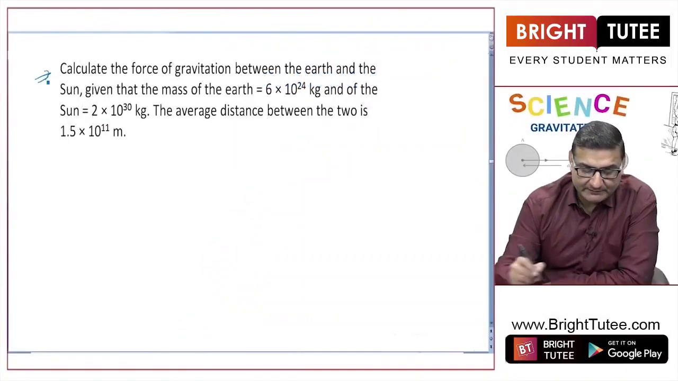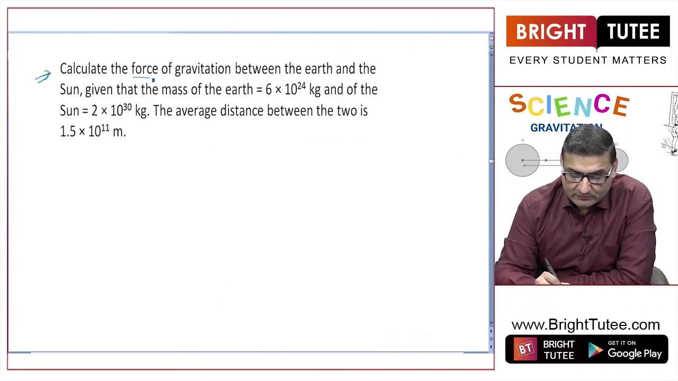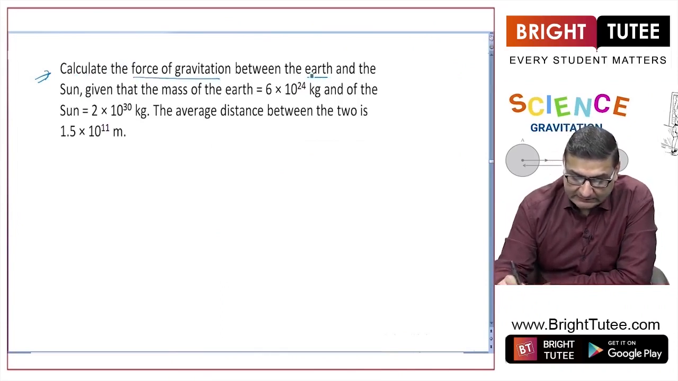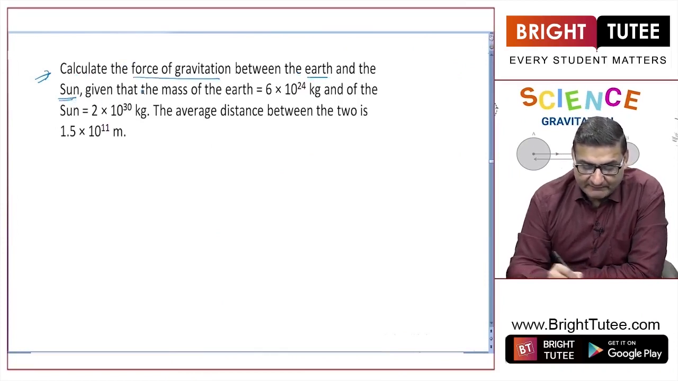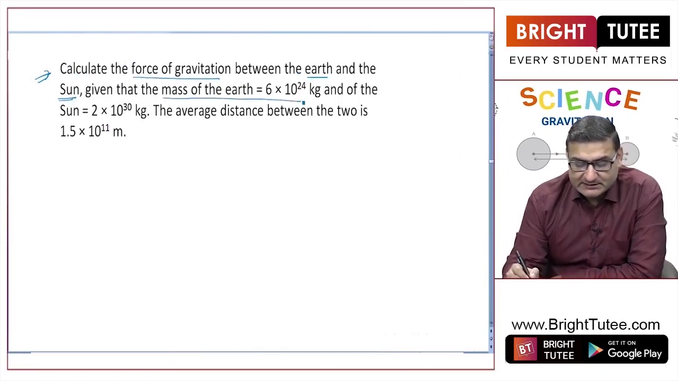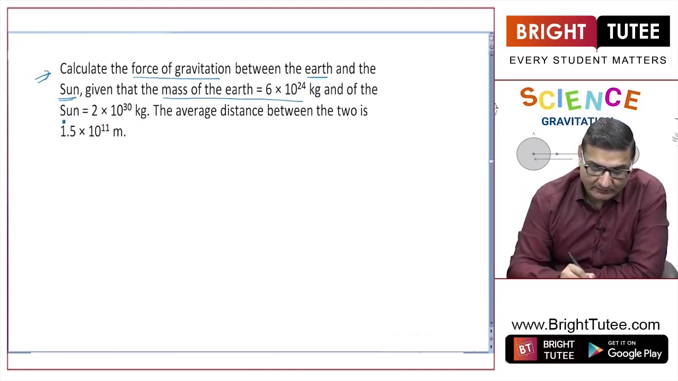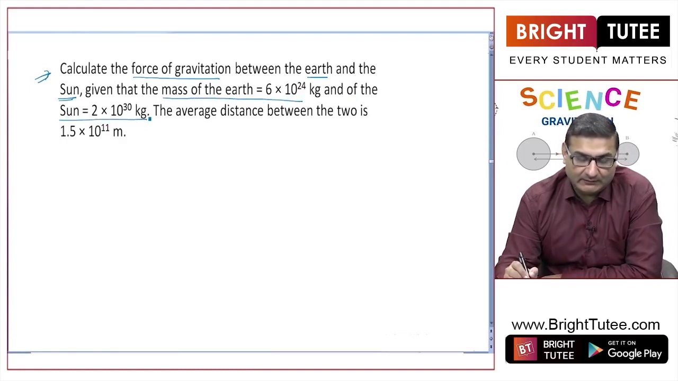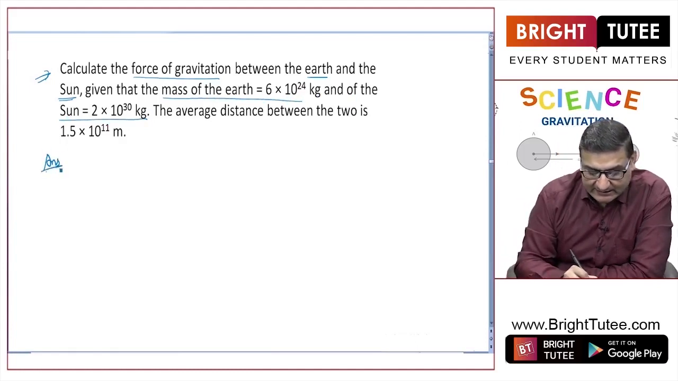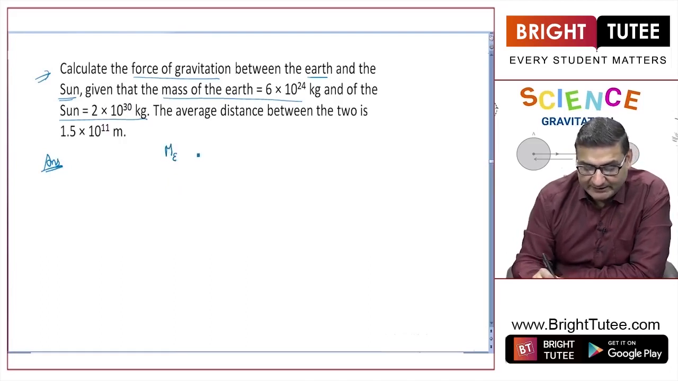Now, in this question we are being asked to calculate the force of gravitation between the earth and the sun, given that the mass of earth is 6 into 10 to the power 24 kilograms and of the sun is 2 into 10 to the power 30 kilograms. So, let us see what exactly is given to us in the question. Let us take the mass of earth to be me, which is 6 into 10 to the power 24 kilograms, and let the mass of sun be ms, which is given to us to be 2 into 10 to the power 30 kilograms.